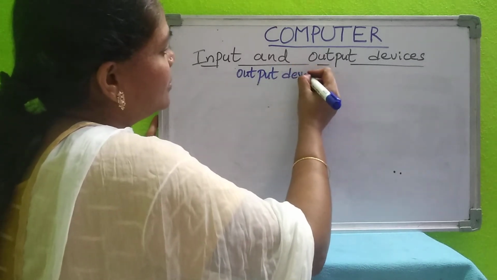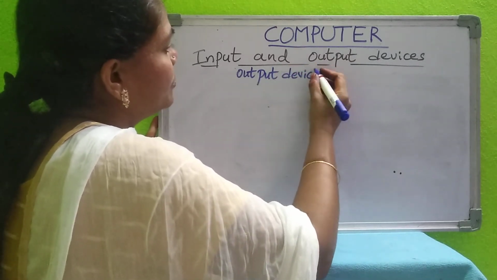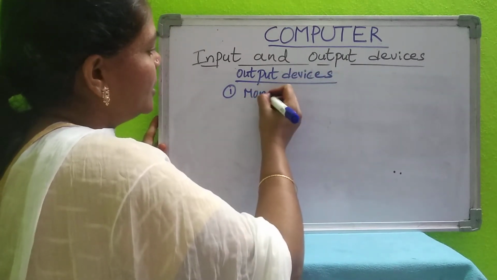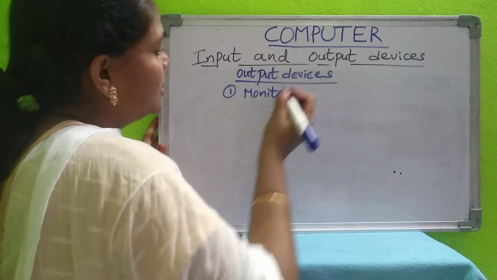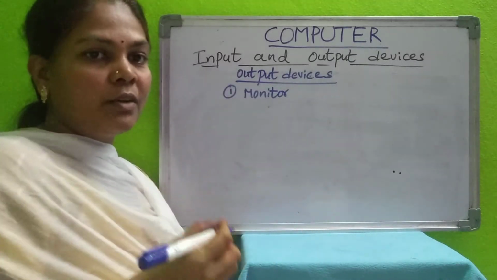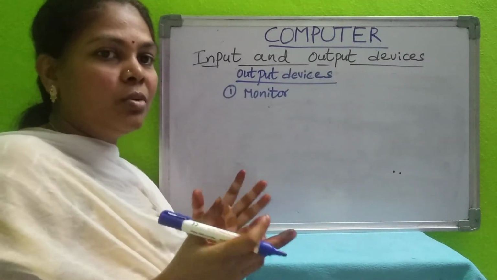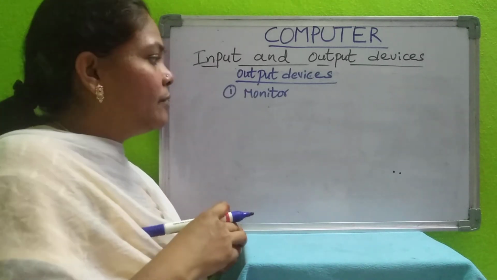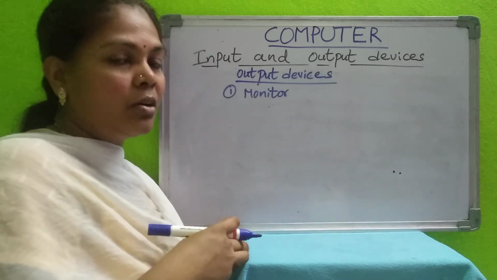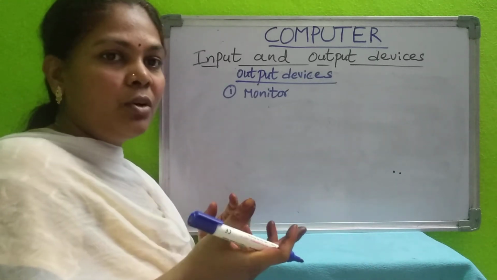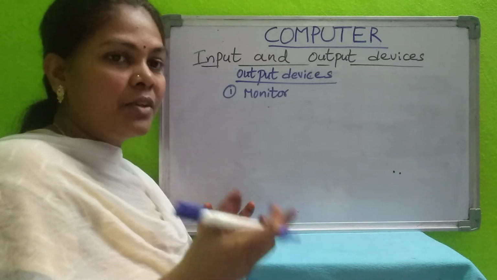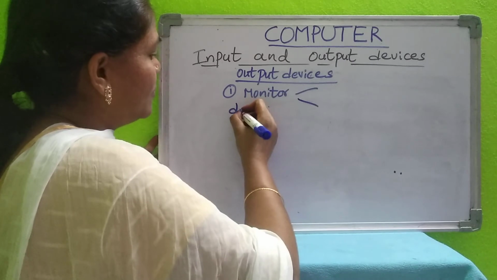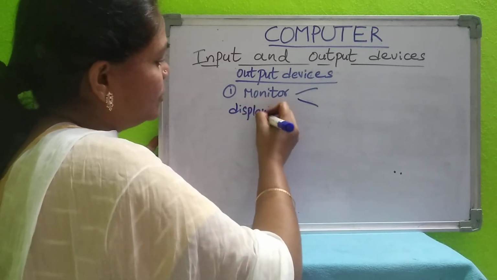The first and foremost output device is the monitor. The monitor looks like a TV. Whatever you type from the keyboard, whatever you play using the mouse, you can watch on the monitor. Whether it is typed text, a drawing, a video, or any photograph, you can watch it on the monitor. So it is a display unit. Monitor is a display unit.